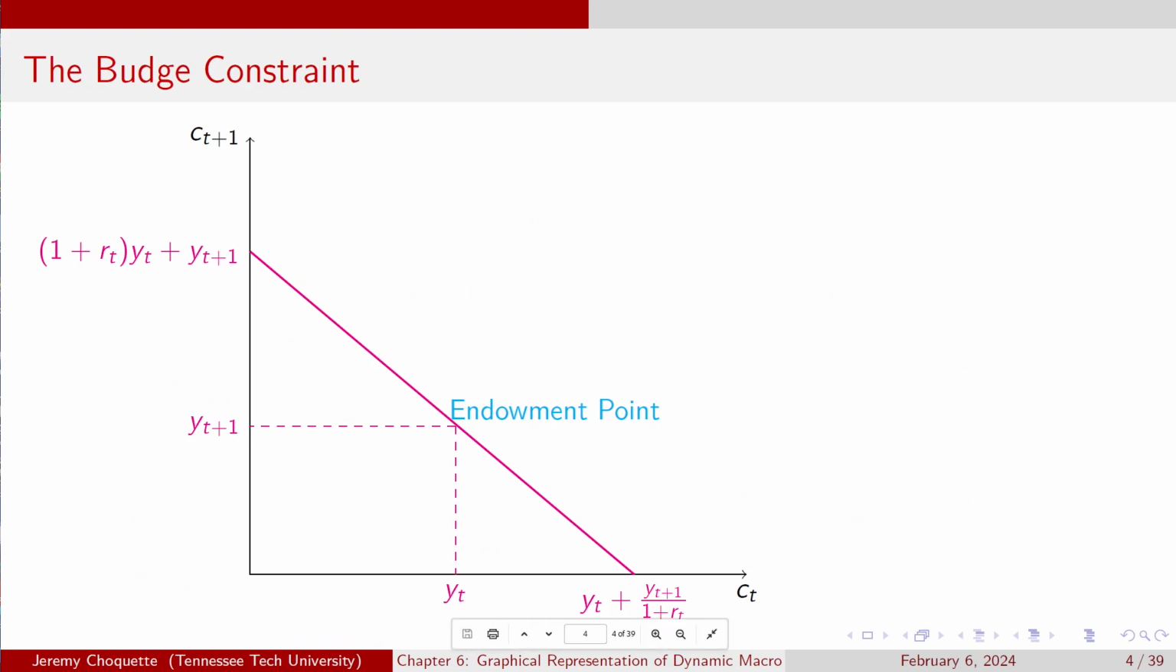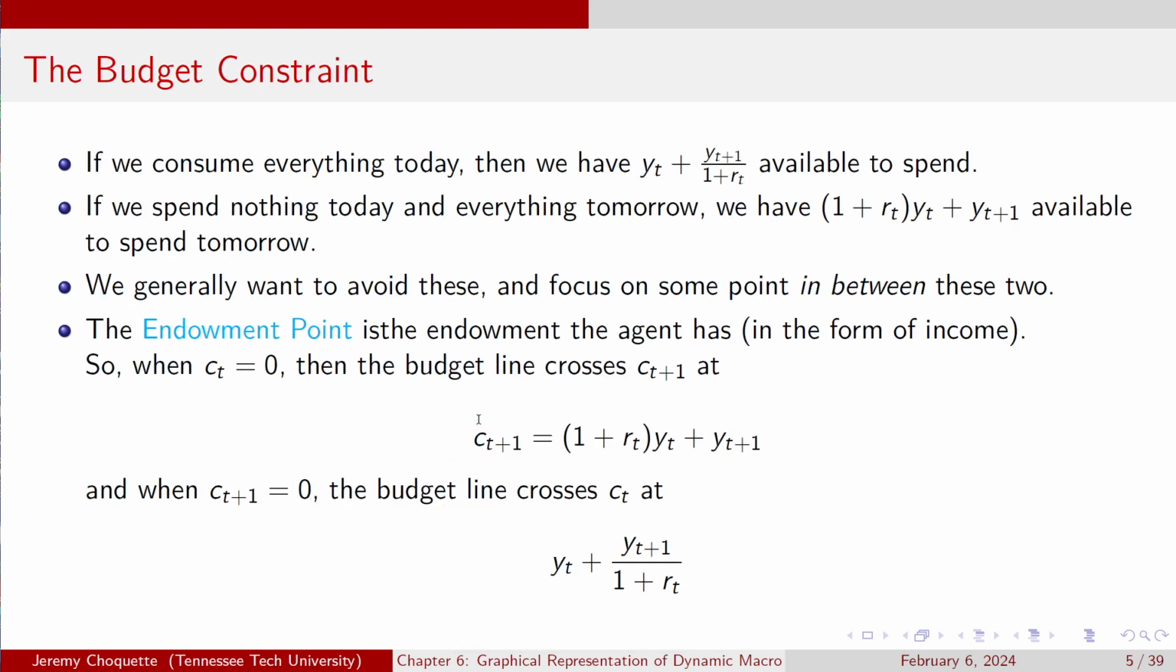So this is our budget line. And we have this endowment point. What's this endowment point? Well, that is the point where we have our current income and our future income. Now, we can have lower current income and higher future income, as it could be literally a continuum of points along this budget constraint. But we'll just say that this is the particular endowment point that we're going to be looking at. Now, if we consume everything today, well, then we've got today's income plus tomorrow's income divided by 1 plus the interest rate available to spend.